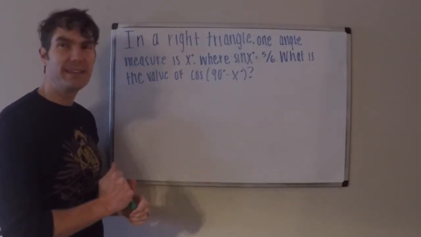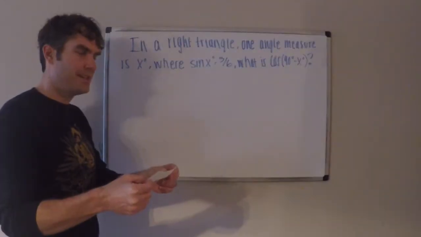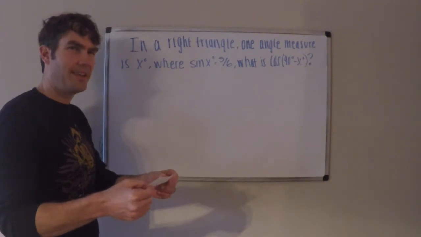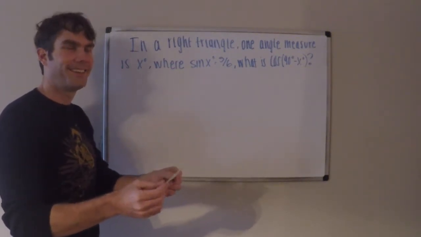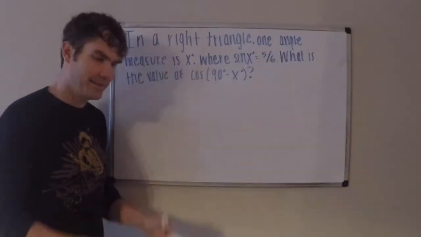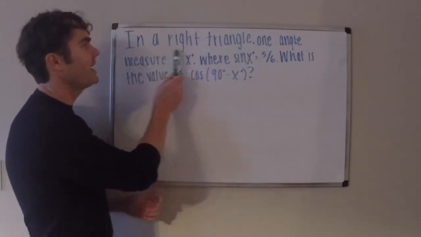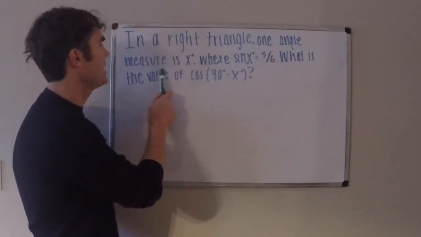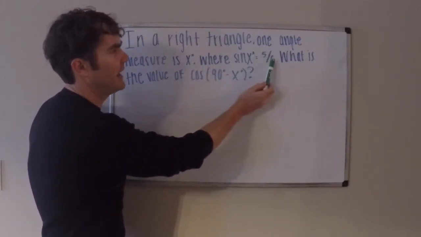But before we get to that, let's get to our joke of the day. Why was the acute triangle sad? Because he's never right. Acute triangle can't be right.